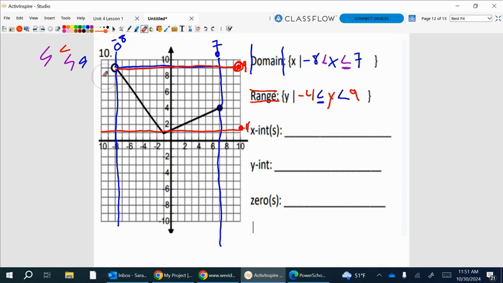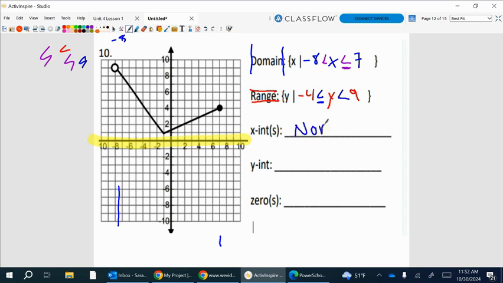All right, now we're going to do our intercepts. Okay, here is the x-axis. Oh my goodness, it doesn't cross at all. So that means there are no x-intercepts. So I can just write none. If there are no x-intercepts, there are also no zeros. So I can write none there as well.